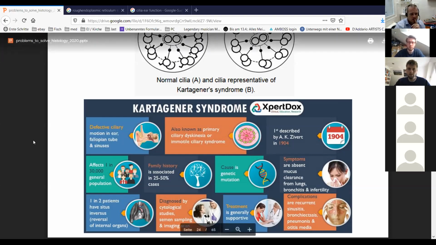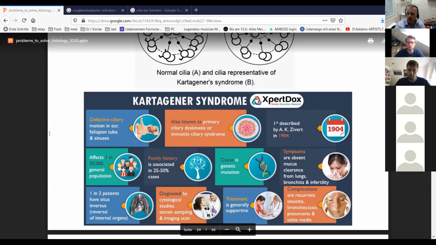So there will be a chronic otitis of the patient? Yeah, or repeating inflammations of the middle ear, which is the otitis media in Latin. Exactly. There could be fertility problems because you have this ciliated epithelium also in fallopian tubes.